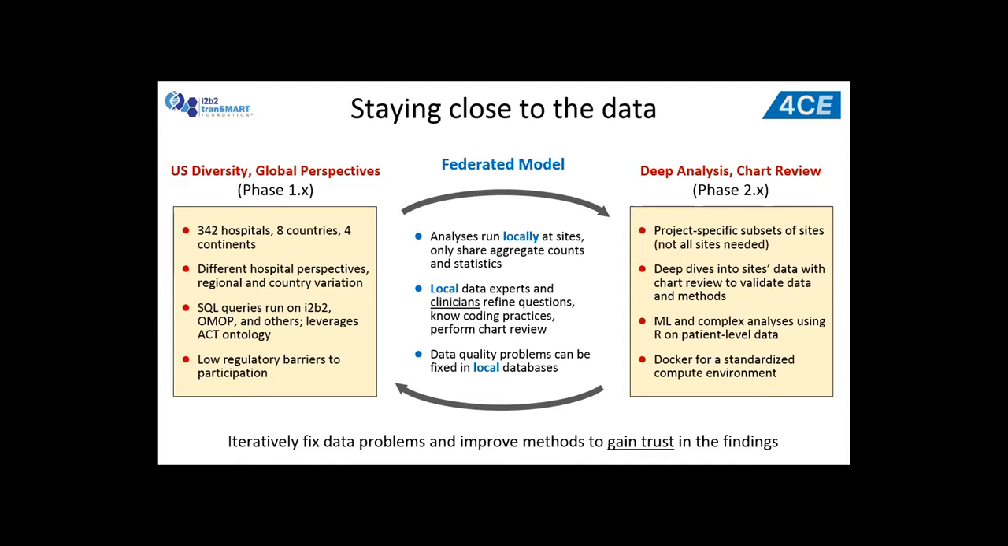So in order to validate the algorithms we're doing and take a deeper dive into the patient data, we run phase 2 studies. So phase 2 studies, we don't need 350 hospitals. We take subsets of sites that are best suited to answer certain research questions. We take deep dives into their patient level data. So we extract from i2b2 the patient level data set. We might run machine learning algorithms on that data. And we often engage the clinicians to do some manual chart review to make sure that the results that we're seeing actually match what's going on with those patients.